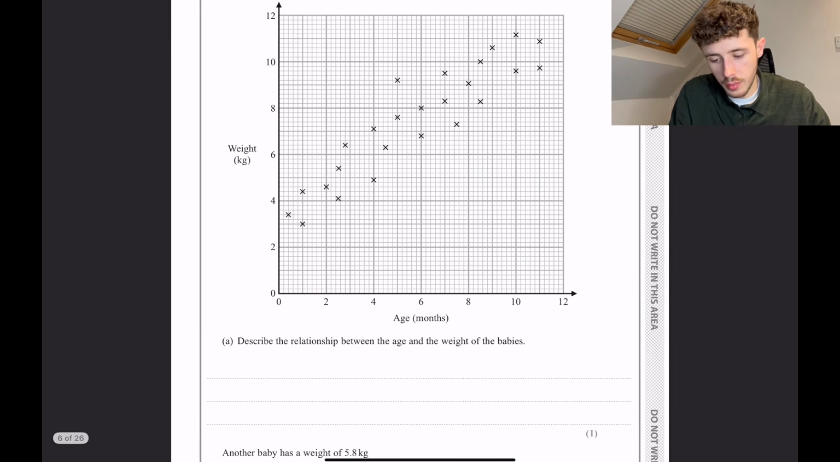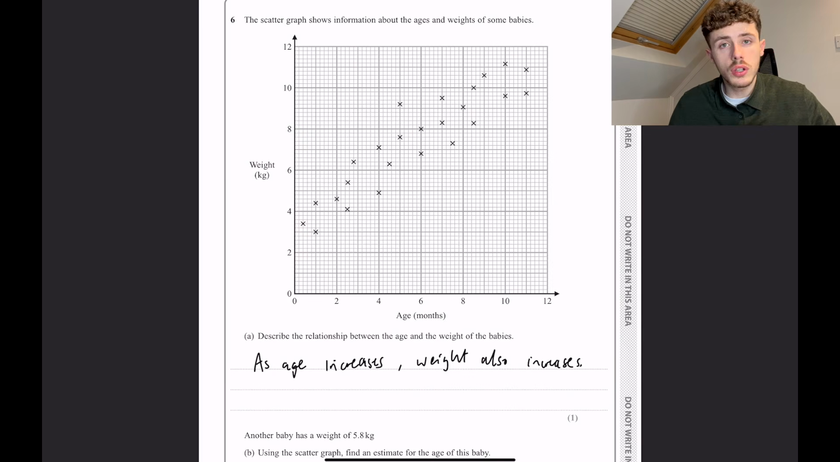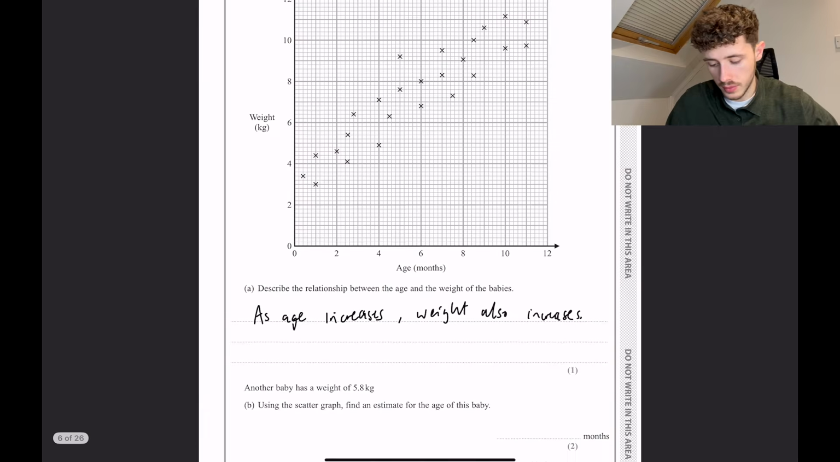Scatter graph shows information about the ages and weights of some babies. Describe the relationship. In here, all you want to do is put something like, as the age goes up, the weight also increases. It's important not to get this confused with the correlation, because they're not necessarily asking you what is the correlation here. The relationship, they just want you to put more context behind it. If you did put a positive correlation, that may give you a mark, but it's always a safer option to just say, as age increases, weight also increases.